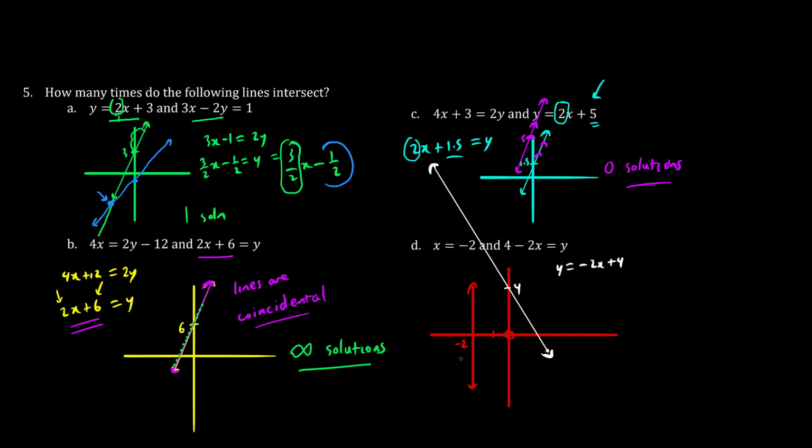And notice how this red line extends up all the way such that there's one solution. We have different slopes. We have a slope of infinity, undefined, and we have a negative slope. So there's one solution.